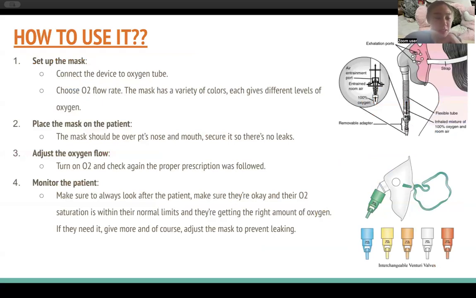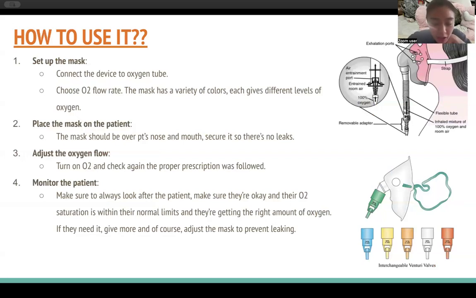Next, how do we use this mask? First, we connect the device to the oxygen tube and we choose the O2 flow rate. Each rate has a different color. They have blue, which is basically a 24% amount of oxygen.